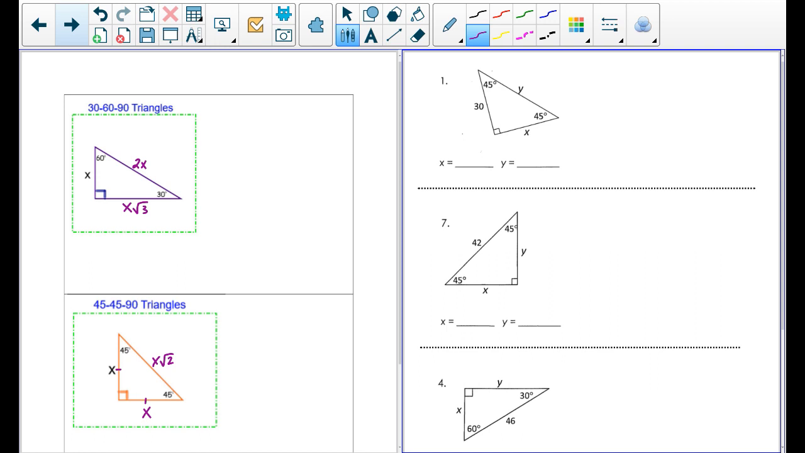45, 45, 90. So then, the next thing I want you to do is label the sides, just like you have it labeled here. So x, x, and x square root of 2. Okay? However you want to start it out, first find what sides are x's. The two sides connected to my 90 are x. So here's an x. This is an x. The hypotenuse is x square root of 2.